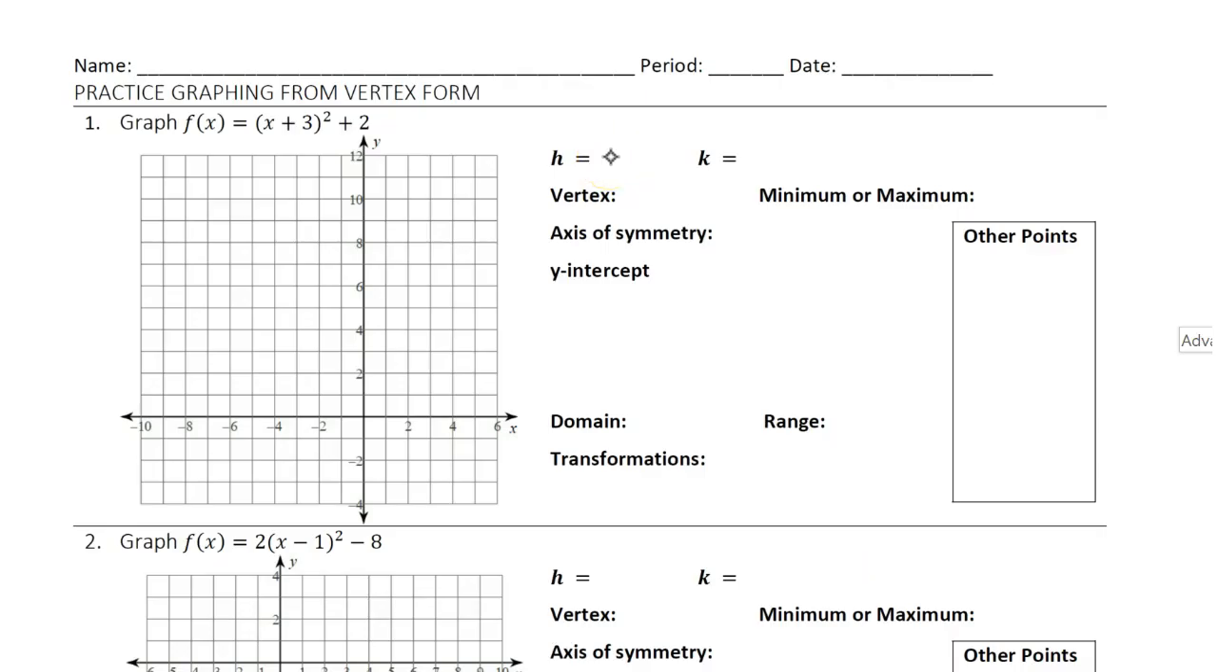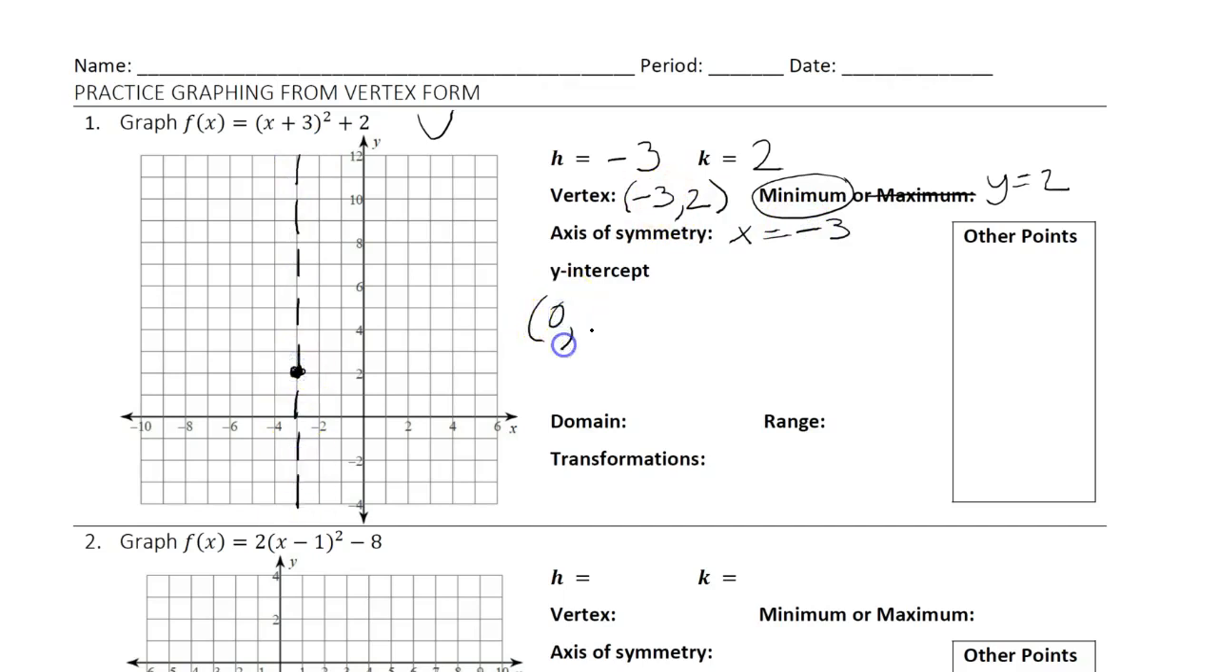Here is another example. In this case, h is -3 and k is 2. The vertex is -3, 2. A is +1, so the parabola opens upwards. It has a minimum at y equals 2. The axis of symmetry is x equals -3. Graph the axis of symmetry and the vertex.